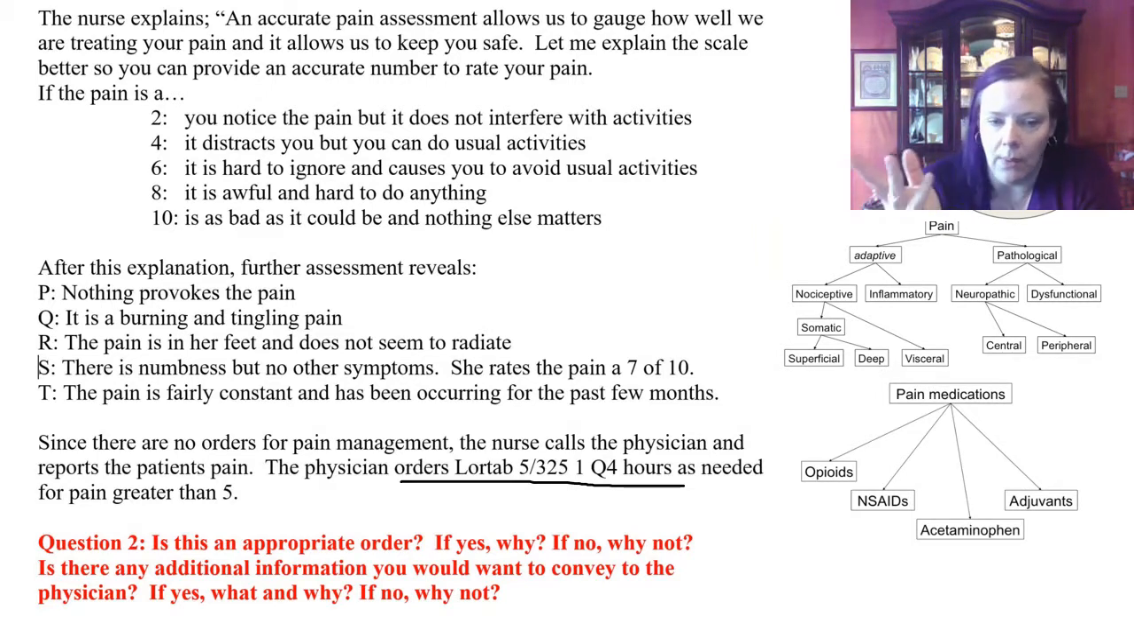Okay, so then the question is, is this order appropriate? And if it is, why or why not? And is there any information you would want to convey to the physician? And then again, if yes, why or why not? The answer to this really is all kind of intertwined. So there's a couple of pieces that we'll talk about.